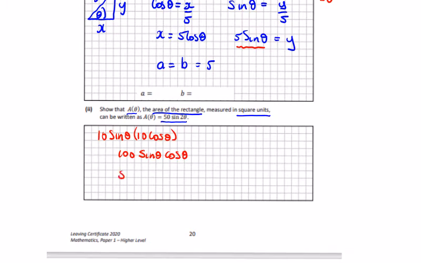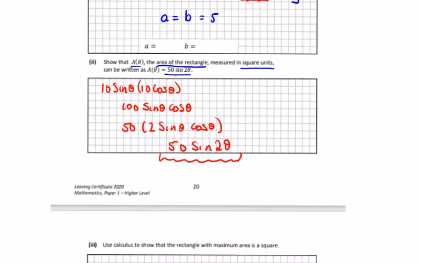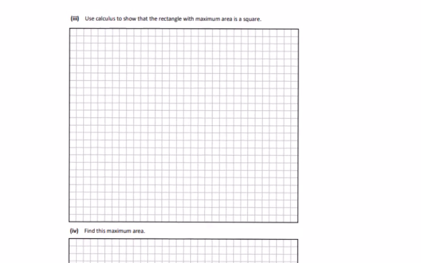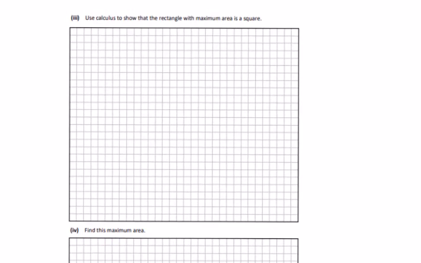And if you know your rules for trig, 2 sine theta cos theta is equal to sine 2 theta. So if I factor out 50 here, I'm going to get 50 times 2 sine theta cos theta, which is equal to 50 sine 2 theta. So a bit of knowledge of trig is a powerful thing. Part 3. Use calculus to show that the rectangle with maximum area is a square.